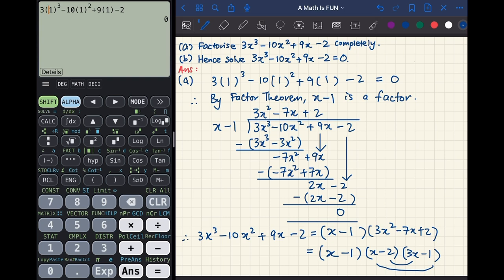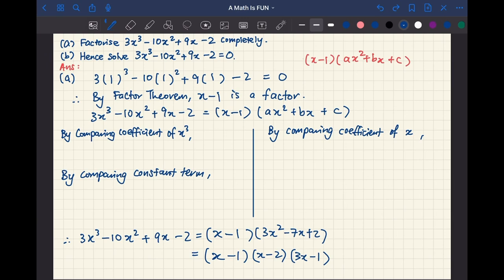And then, of course, checking the constant term of negative 2 times negative 1 is going to give me positive 2. And then we are happy with this factorization. Before I talk about how to solve the cubic equation in part B, I'll make a quick mention about how to obtain this 3x squared minus 7x plus 2 without the use of long division.